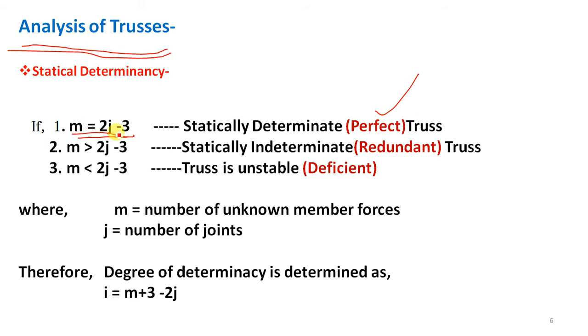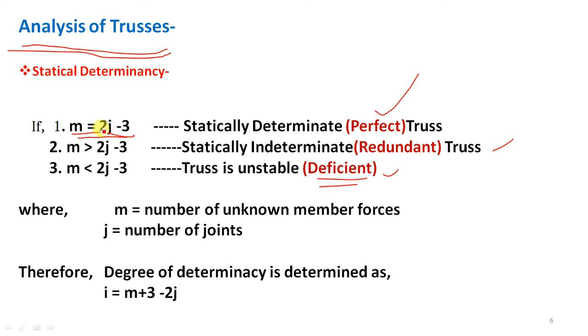When m = 2j - 3, if this equation is satisfied, then it is known as a perfect truss. When m is greater than 2j - 3, it is known as a redundant truss. And when m is less than 2j - 3, it is a deficient truss. Deficient means something is lacking in it, and redundant means there is excess. The number of members is, and this 3 appears from the equations of equilibrium. There are three equations of equilibrium for a non-concurrent force system, therefore this value 3 appears.